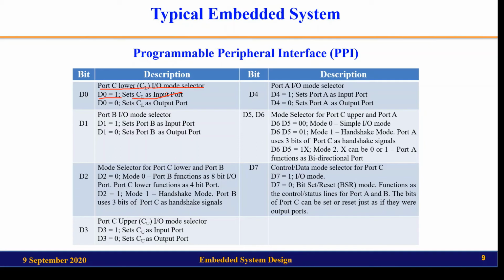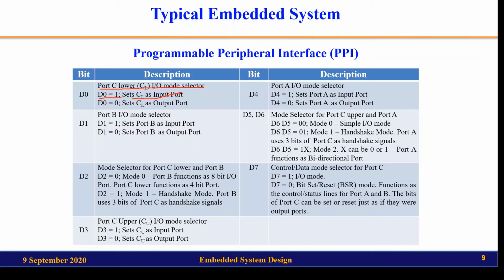Next we have D2. D2 is nothing but the mode selector for port C lower and port B. So there will be a mode associated with this group, the port C lower and port B. You can consider this configuration here. Here we have A and B as 8-bit parallel ports, and we have CU and CL. So the second configuration we are taking here.